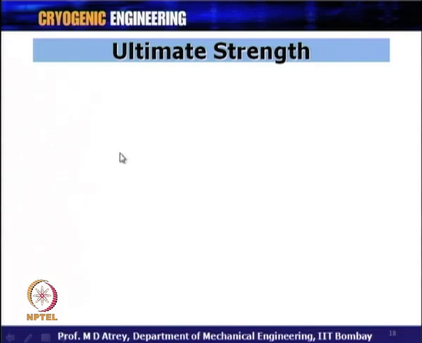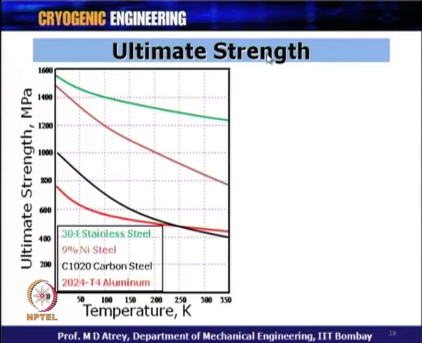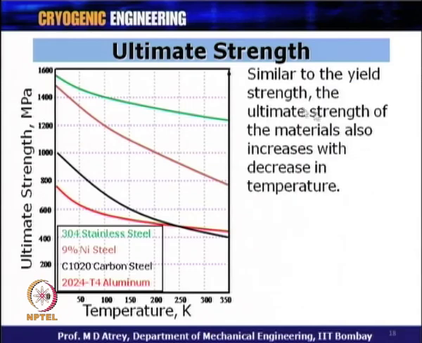When we saw the previous curve, it was for yield strength, and now see a similar curve for ultimate strength. Again in this map, ultimate strength is plotted on the y axis and temperature on the x axis. Again you can see that as the temperature is lowered from room temperature to 0 Kelvin, the ultimate strength of the material has increased, the way it was shown for yield strength. In both cases, the strength increases as the temperature is lowered. Stainless steel shows maximum ultimate strength among these four materials, followed by 9% nickel, then carbon steel, then aluminum, as shown in the order in this legend. So, similar to the yield strength, the ultimate strength of the material also increases with decreasing temperature. This is a very important thing.